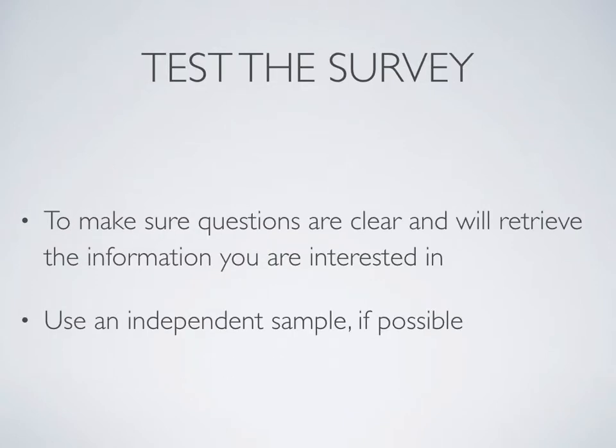Okay, so you're going to do a survey. Make sure to test it ahead of time. Make sure your questions are clear, that people understand what you're asking, and also that your survey will retrieve the information that you're interested in, and also, if possible, use an independent sample to test your survey so that people aren't thinking about the old questions or confused by which version of the question you're on. If you ask people in another community or households that aren't in your sample the questions to test them, then you can use the final versions only in your sample that you're testing.